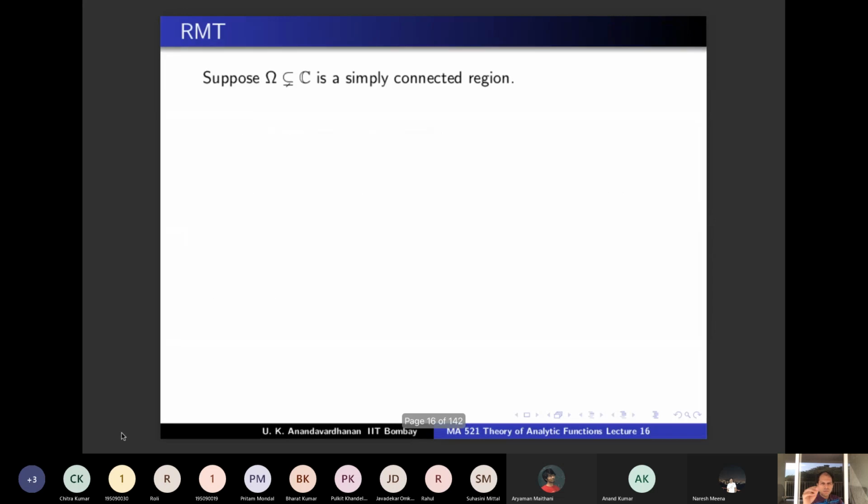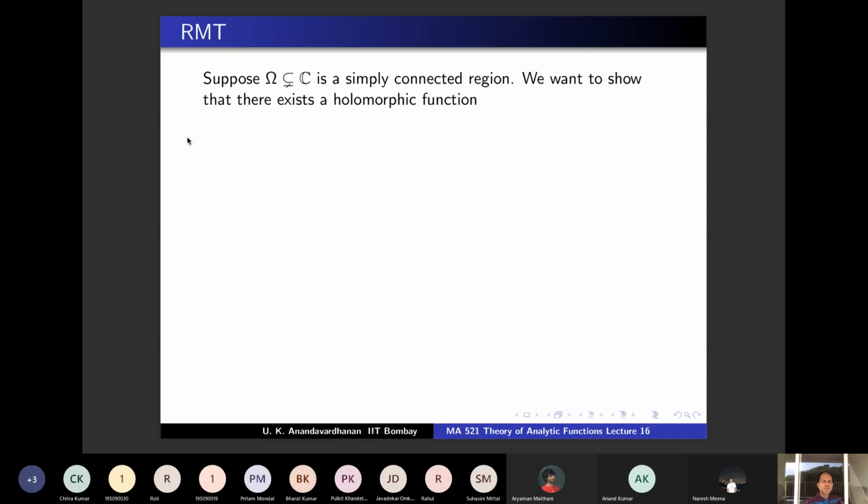Let's see. Suppose omega is a simply connected region, as we have observed before. If omega is the whole of C, then it cannot be biholomorphic to the open unit disk. It will contradict Liouville's theorem. So the statement is that if it is a proper region which is simply connected, then it is biholomorphic to the open unit disk. So omega is strictly contained in C. Omega is not equal to the whole of C.